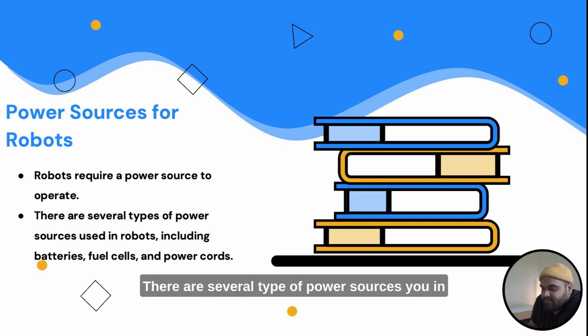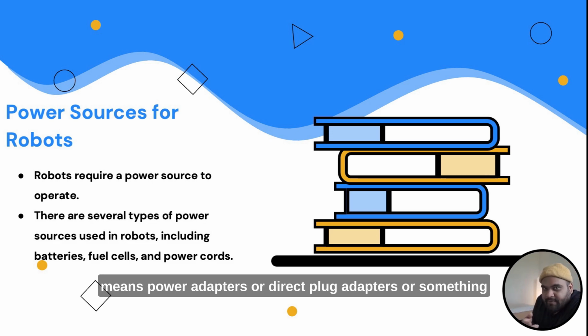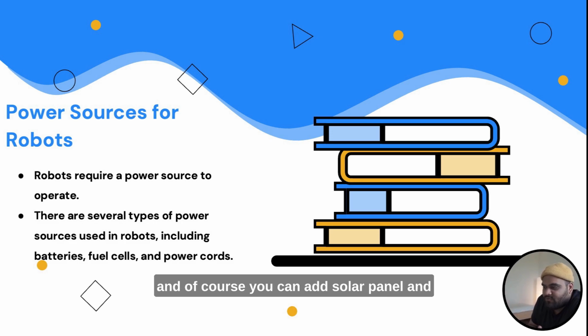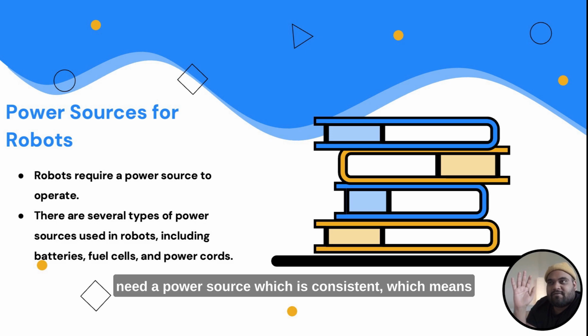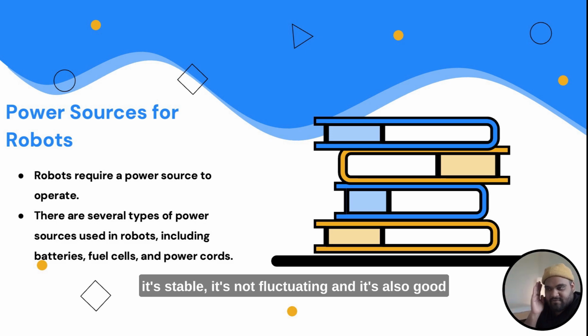There are several types of power sources used in robots, including batteries, a fuel cell, which is also known as a hydrogen cell, power cords, which means power adapters or direct plug adapters, and of course you can add solar panels and everything. Those are all in the same category. But the main idea here is that you need a power source which is consistent, which means it's stable. It's not fluctuating, and it's good enough to power the entire machine.